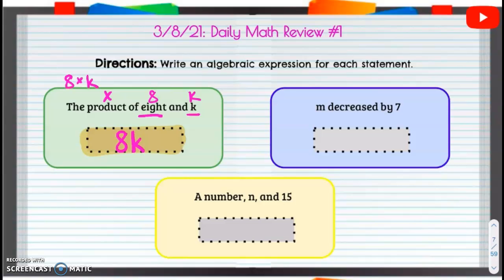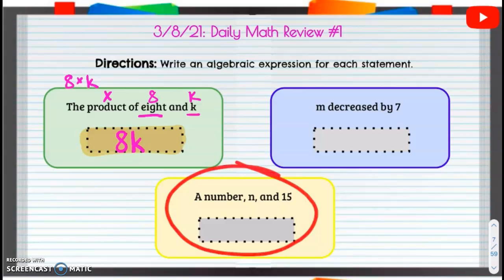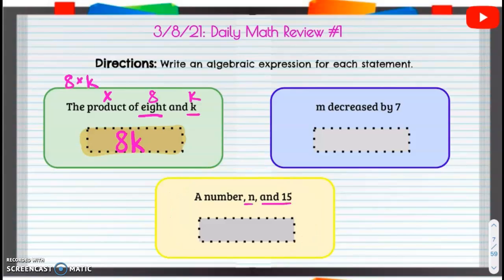All right, let's look at the yellow one down here. A number, n, and 15. So if you just have a number, that's n, and 15, we're going to add them together. So n plus 15. That "and" means plus.